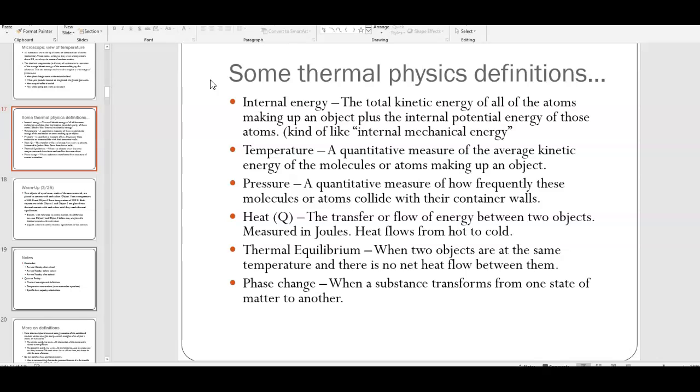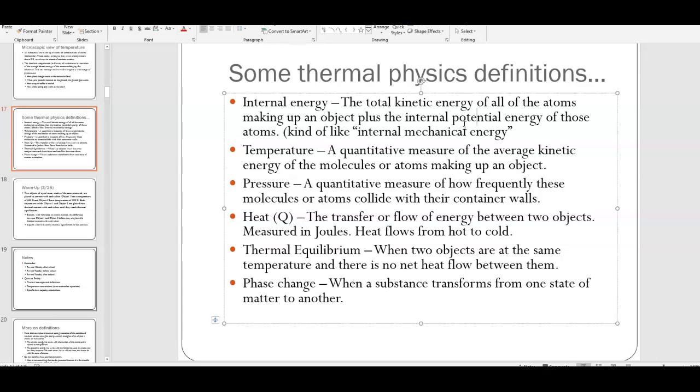for word. So, internal energy is the total kinetic energy of all the atoms making up an object plus the internal potential energy of those atoms. Okay, now please do not forget the word atoms. This is crucial to the whole thing. This is not the same thing as mechanical energy, right?